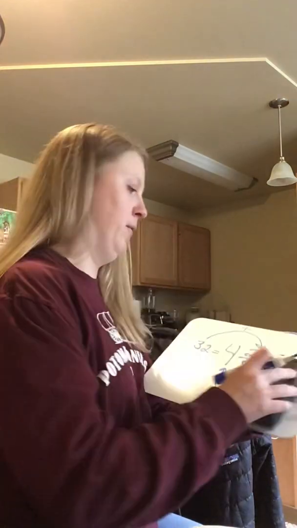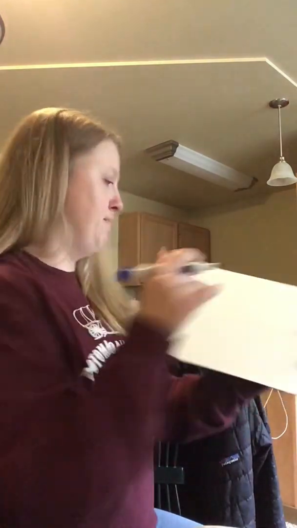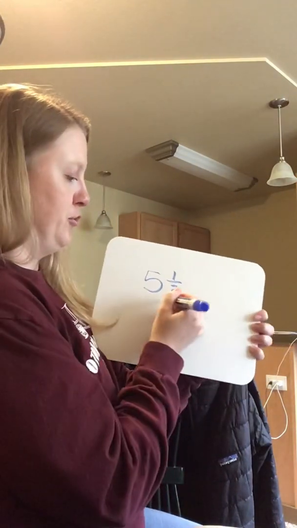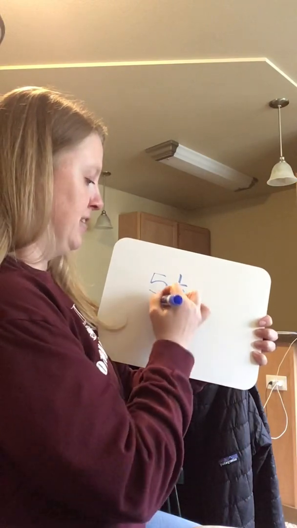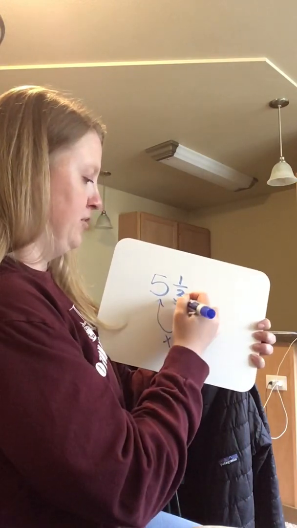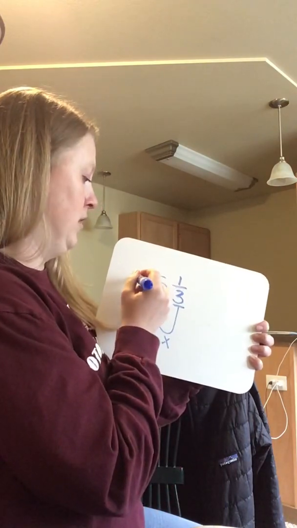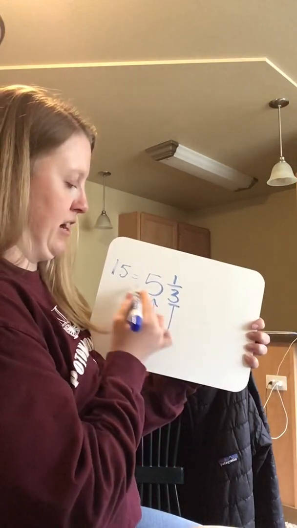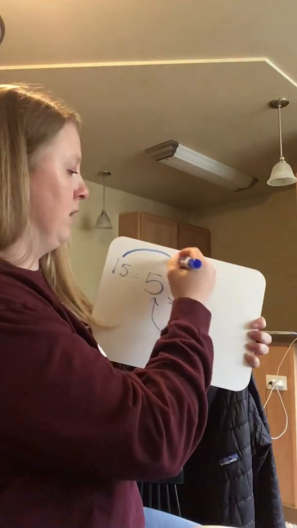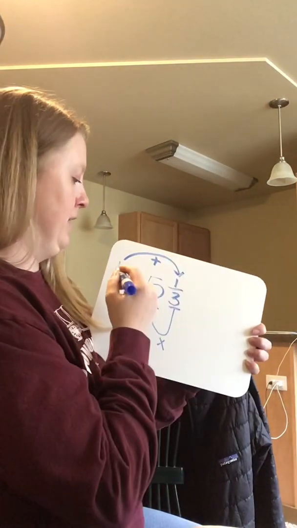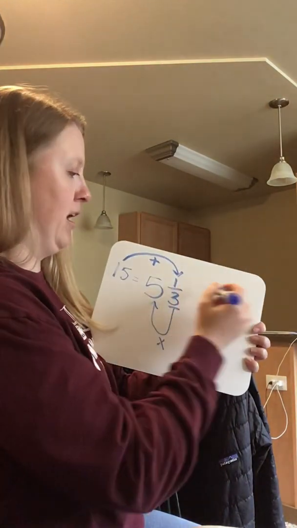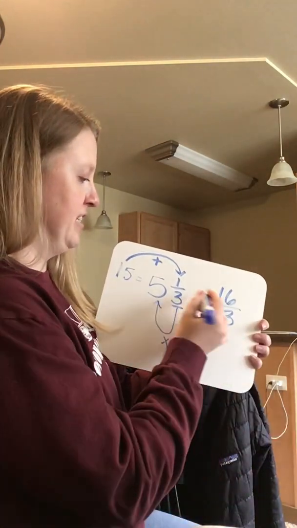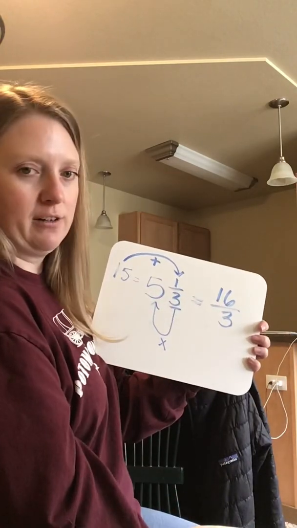Okay, let's do another one. So let's say they give us the mixed number of 5 1/3. So start at your denominator. We're going to cycle over to the whole number and multiply. So 3 times 5 equals 15. Okay, so 3 times 5 is 15. From there, we go back to the numerator and we're going to add. 15 plus 1 gives us 16, and then just keep the same denominator. So 16/3 is equal to 5 1/3.